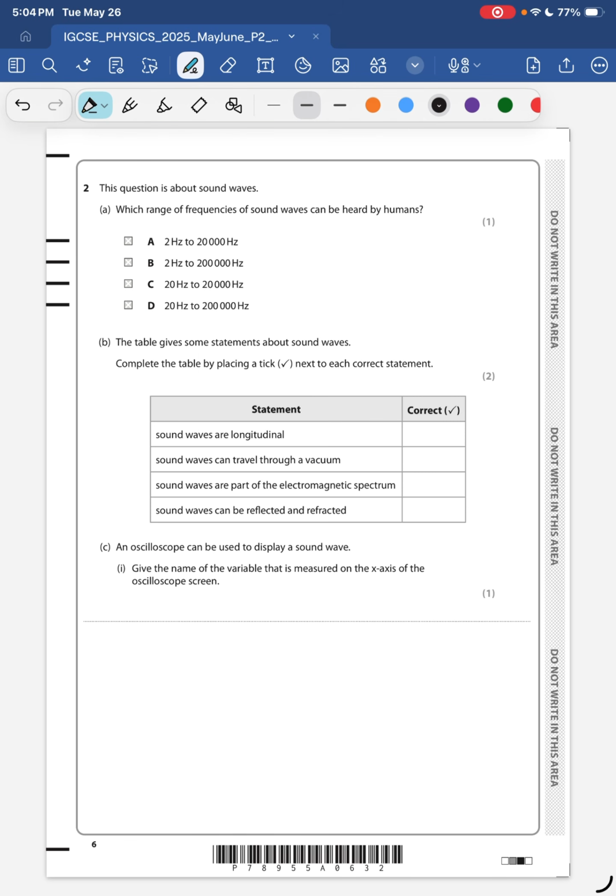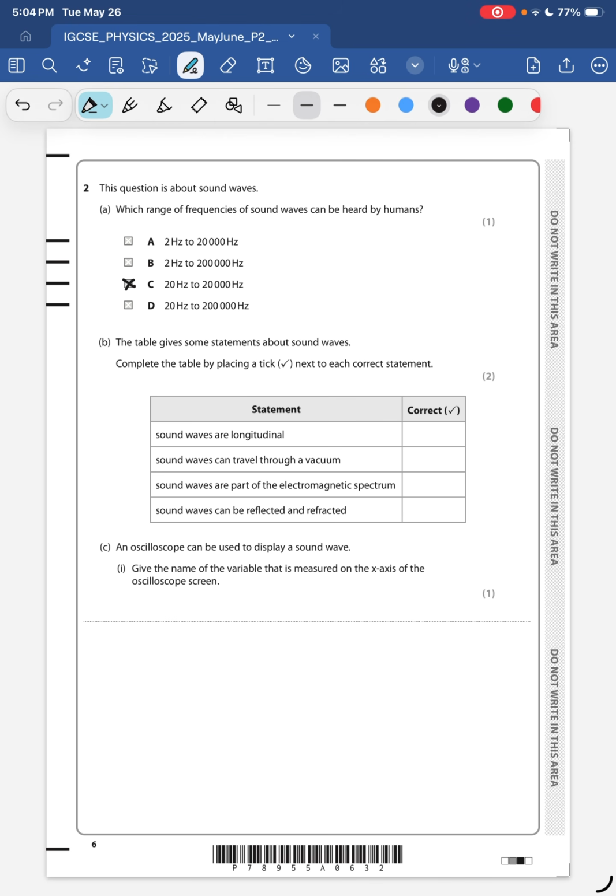So this question is about sound waves. Which range of frequencies of sound waves can be heard by humans? I didn't expect to see a question like this in a physics paper because this is more of a knowledge kind of question. It's not something you can calculate or reason about logically unless you know it. But anyway, the answer is C, 20 to 20,000 hertz.